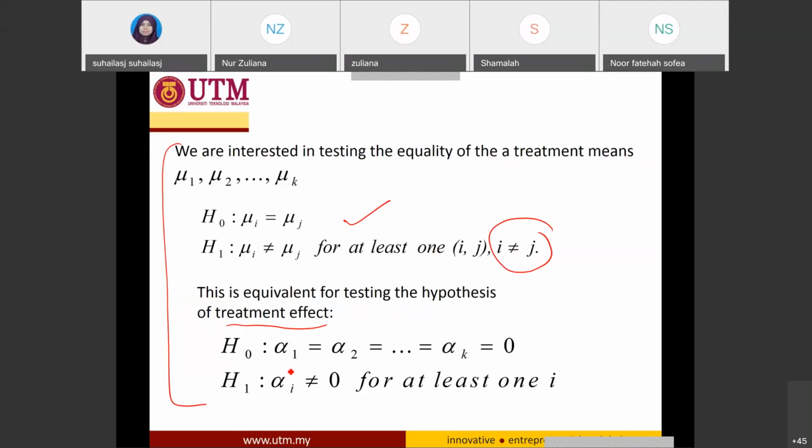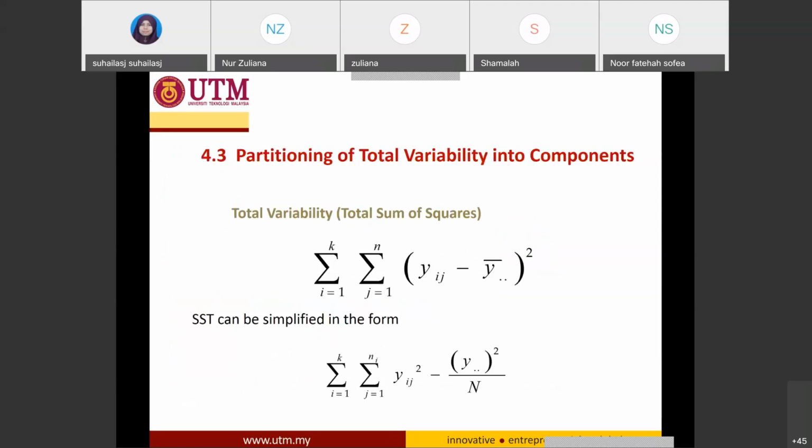If you want to test for treatment, the null is alpha 1, alpha 2, up to alpha K equals 0. The alternative is alpha I is unequal to 0 for at least one I, where I is 1, 2 up to K. Okay, that is the way to write it for the treatment effect, the treatment mean or treatment effect.